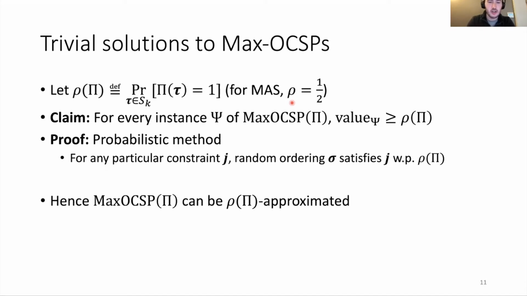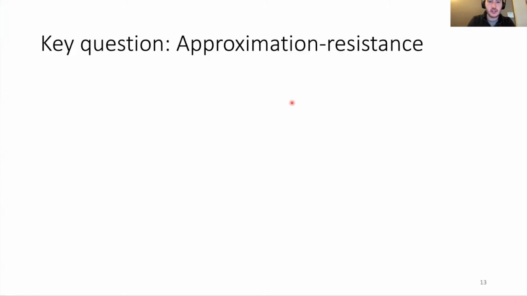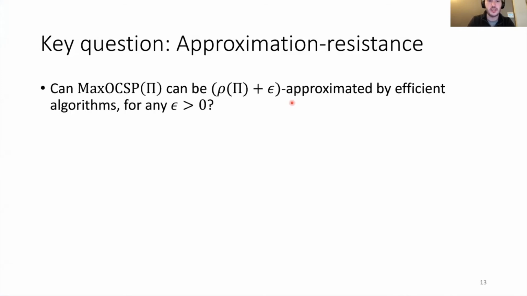approximation to that problem. So the question is, can a max OCSP pi problem be rho plus epsilon approximated by an efficient algorithm for any constant epsilon? And the terminology for this property, if it were the case that it couldn't be rho plus epsilon approximated for any constant epsilon, would be approximation resistance.